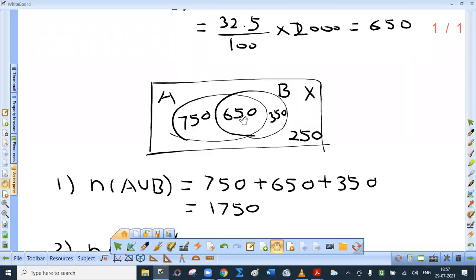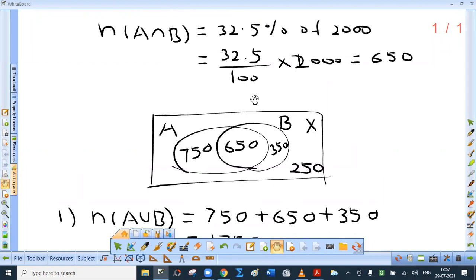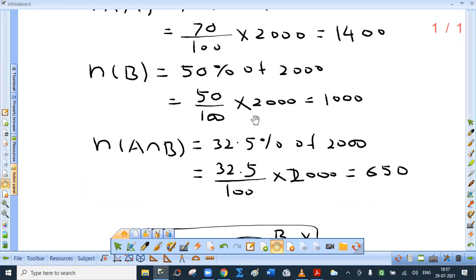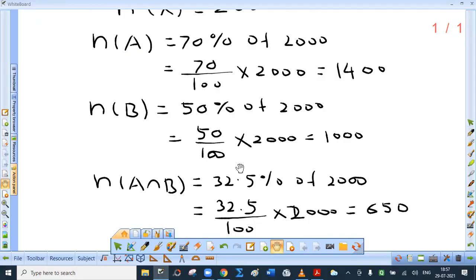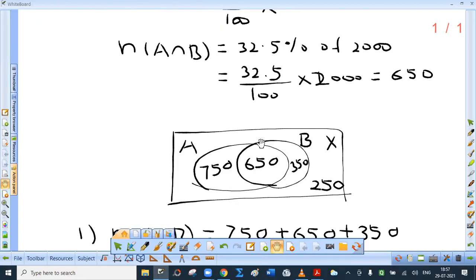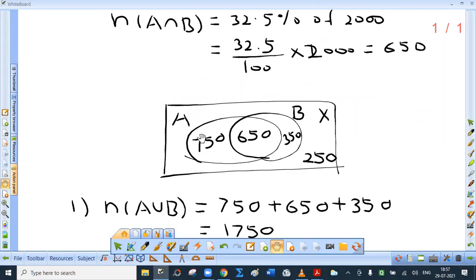Yes, this is the Venn diagram. See, 650 students are common. Now, n of A is what? Let me see. n of A is 1400. So subtract 650 from that to get 750.